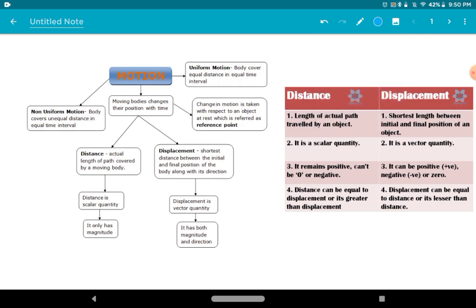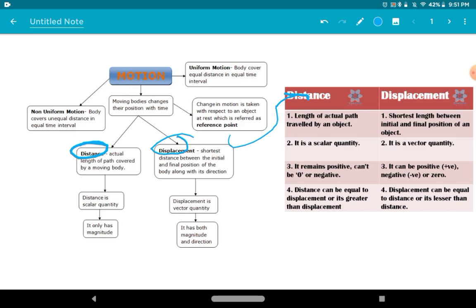And now we will talk about distance and displacement. So distance is the length of the actual path traveled by an object. Distance एक length होती है, एक ऑब्जेक्ट ने जो लेंथ ट्रेवल करी है उसको हम डिस्टेंस बोलते हैं. डिस्प्लेसमेंट इज द शॉर्टेस्ट लेंथ बिटवीन इनिशियल एंड फाइनल पोजीशन ऑफ एन ऑब्जेक्ट. लाइक जो सबसे छोटा डिस्टेंस होगा बिटवीन टू पॉइंट्स उसको हम डिस्प्लेसमेंट बोलते हैं.